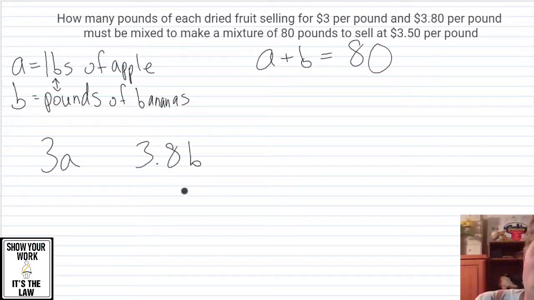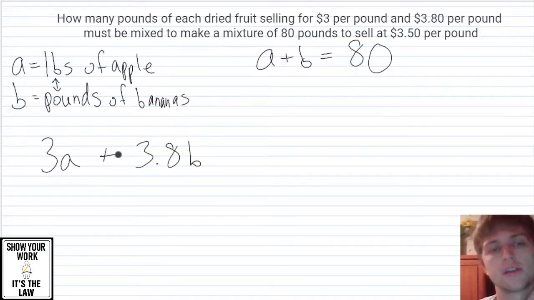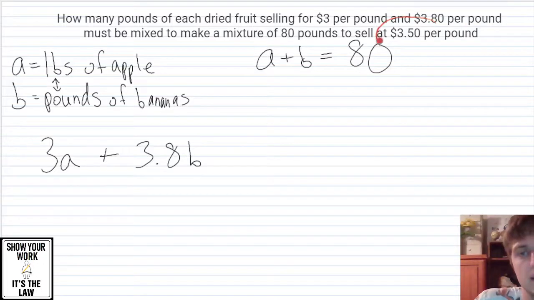Now, to get the total value of the mixture, we're going to add these two things together. So that's going to give us the total price of the bag. Now, it's not asking for the total price, it's asking for the price per pound. So the price per pound is going to equal $3.50.